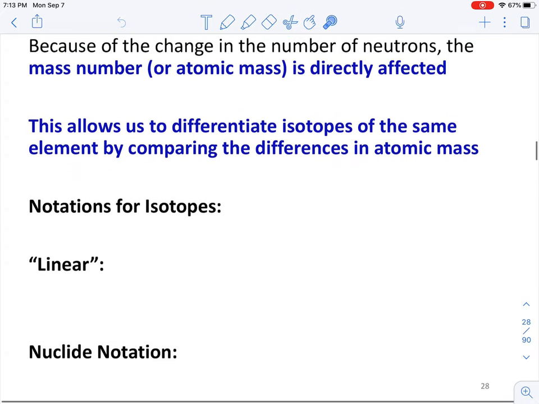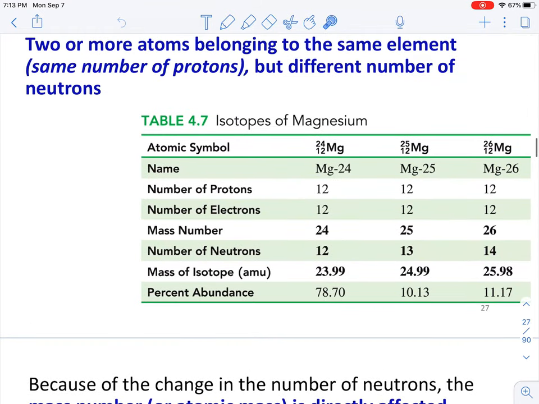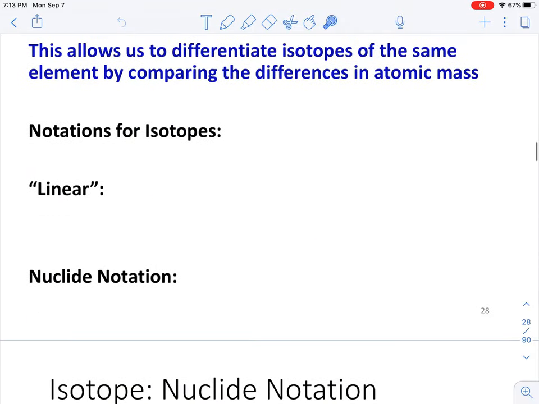Okay. So overall, there are two notations for isotopes. That's basically the linear form, and we have the nuclide notation, which is what you saw up here. For example, if we have Mg25, this is the shortened version of the linear form for isotopes. If you see Mg25, that's telling you that this 25 represents the atomic mass, not the number of neutrons.